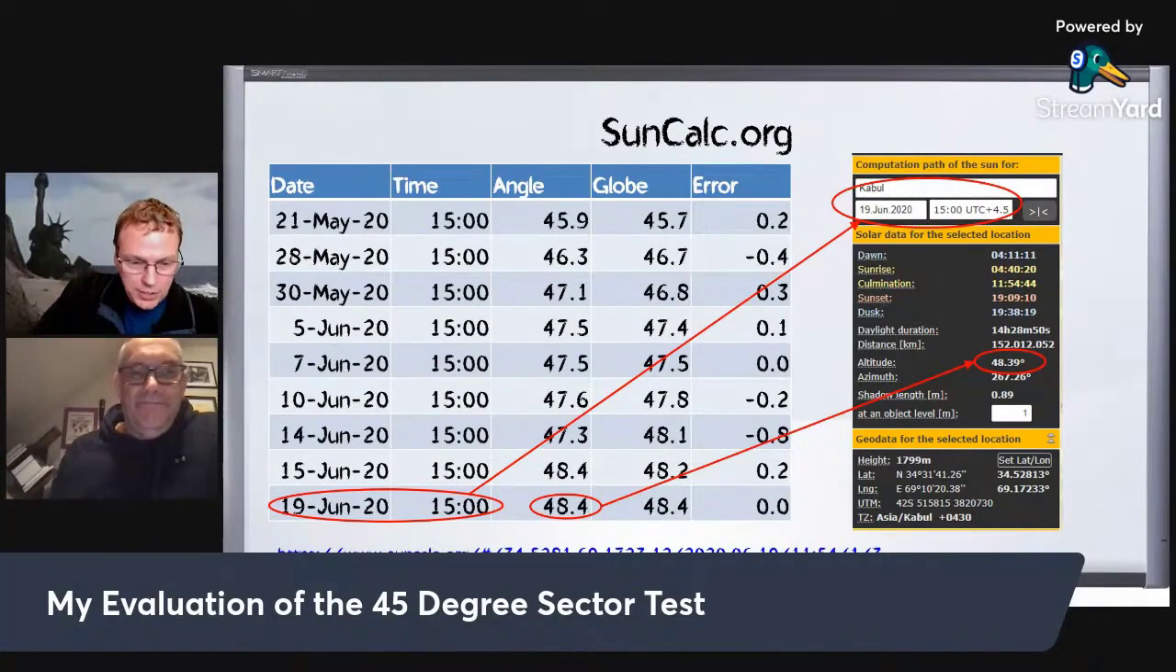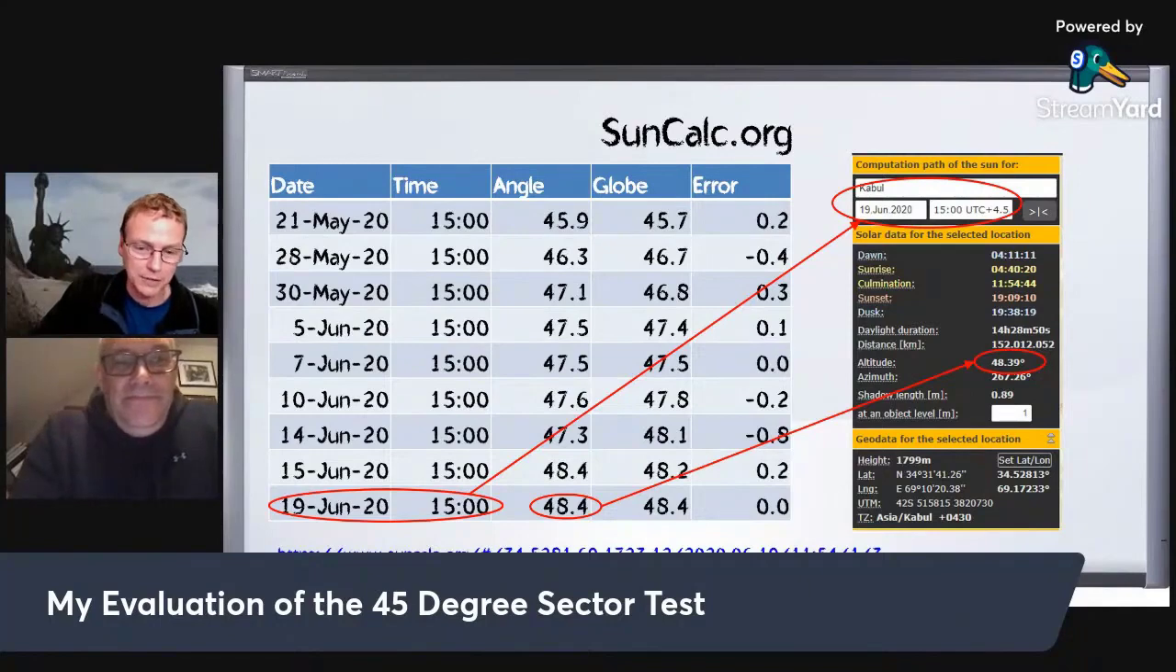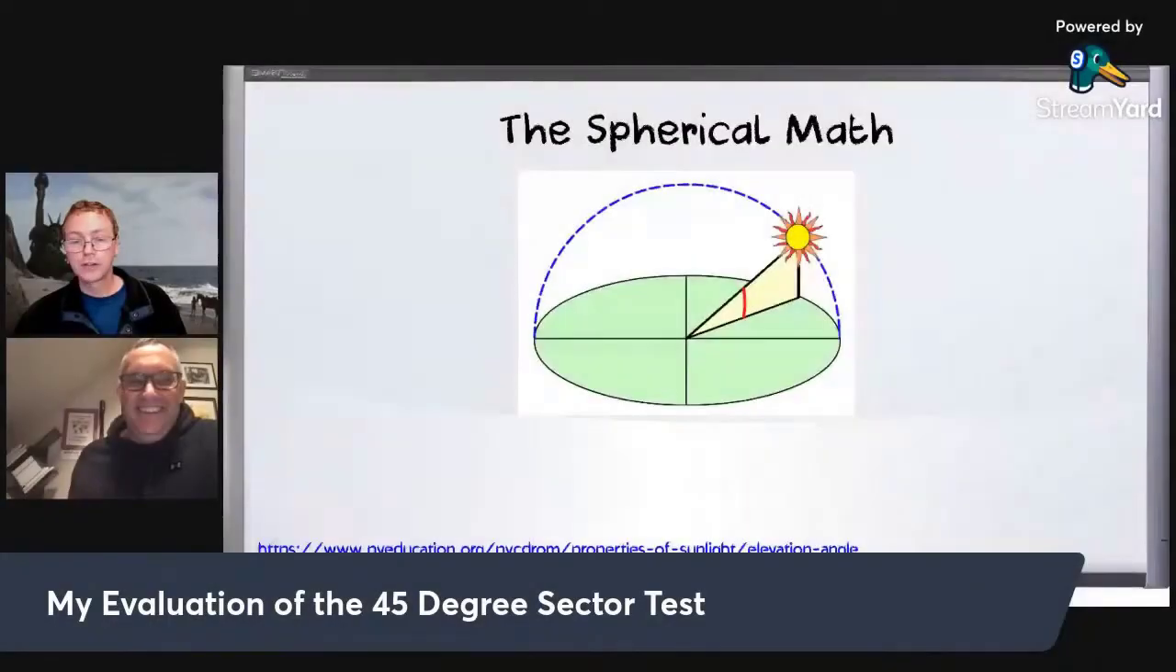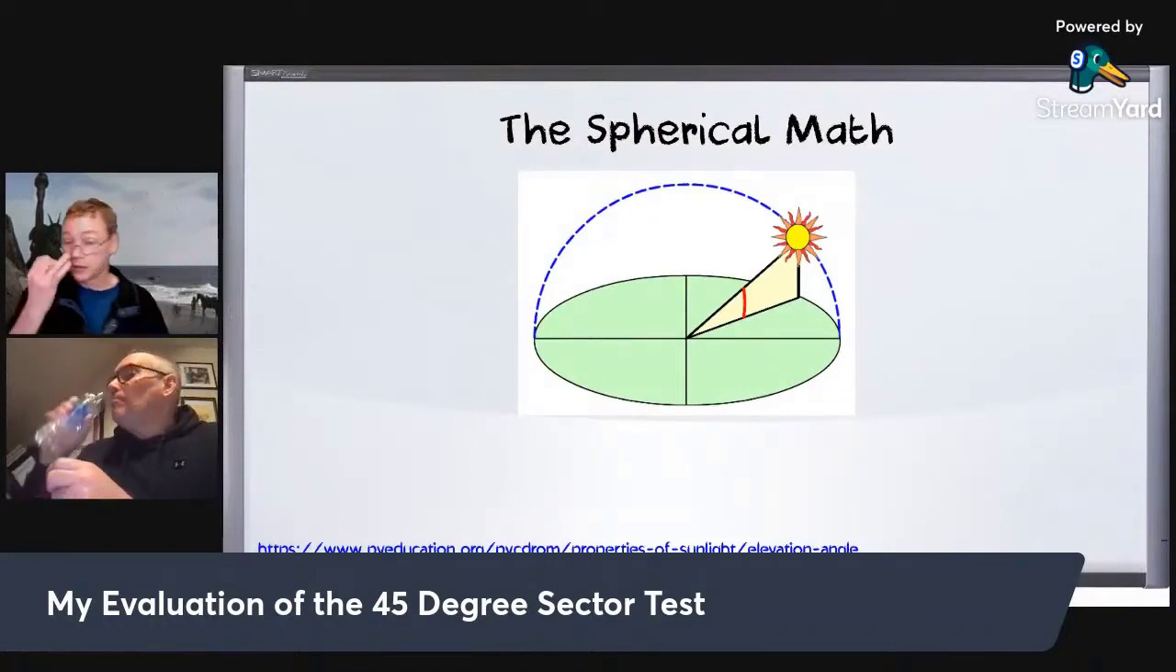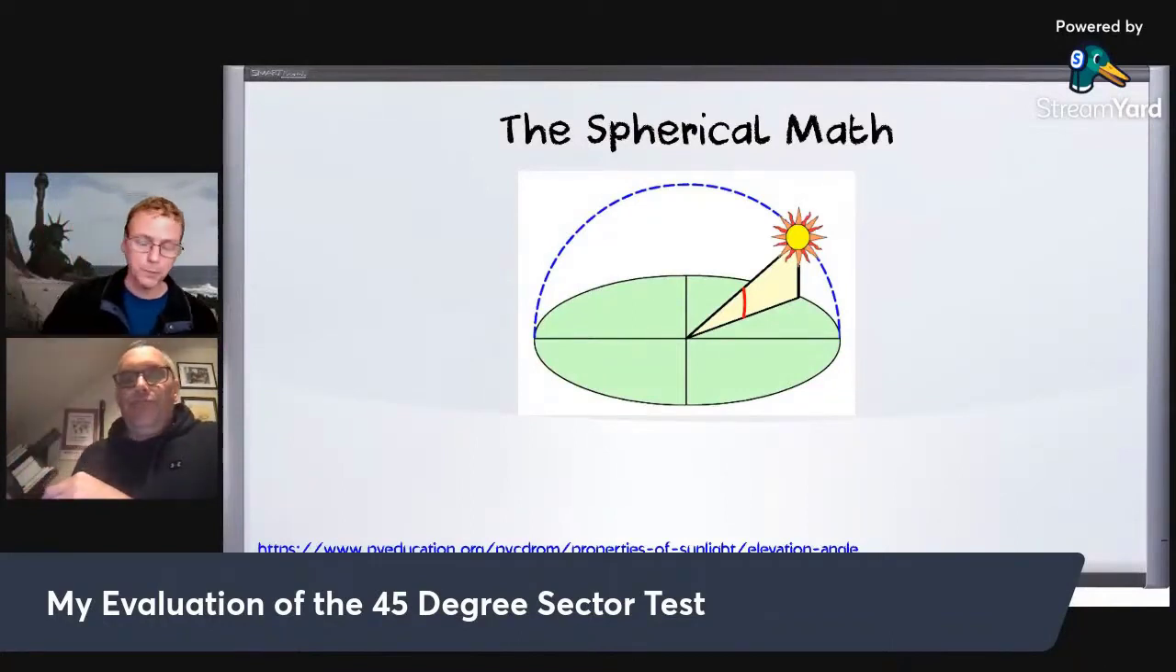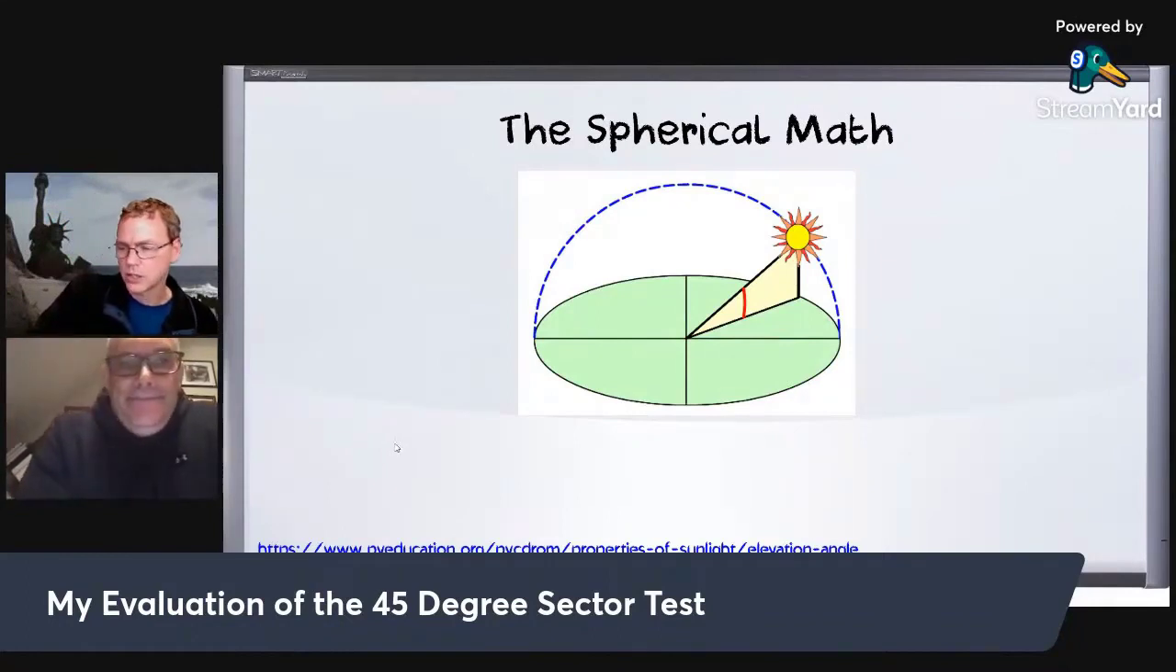The actual prediction does not say the sun cannot go below 45 degrees. That is not what the model says. It was a misunderstanding of the model. And it turns out the math is not trivial, but I looked it up and I found this website, PV Education. So what is PV Education?